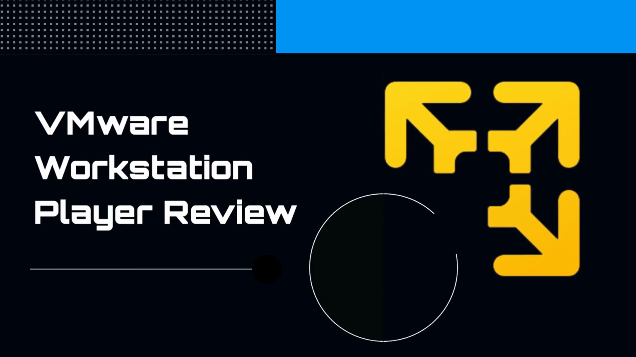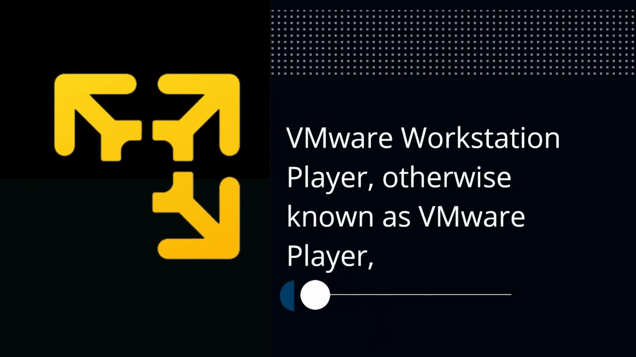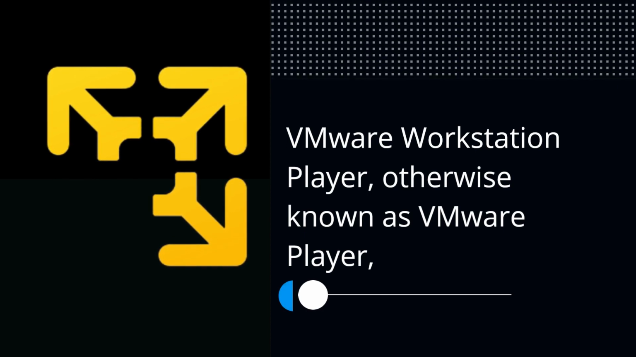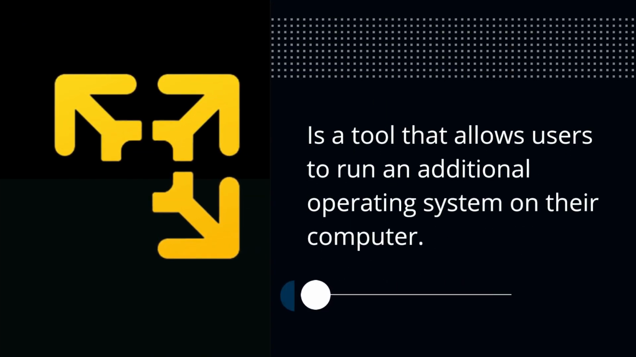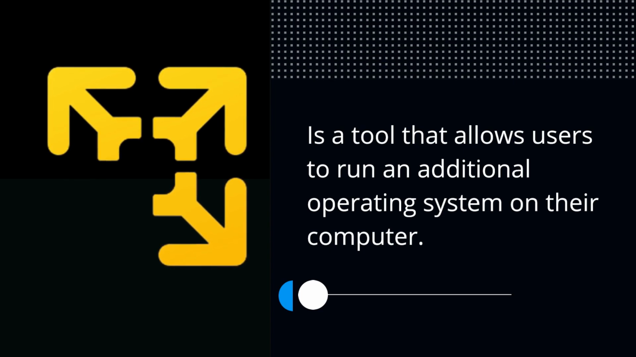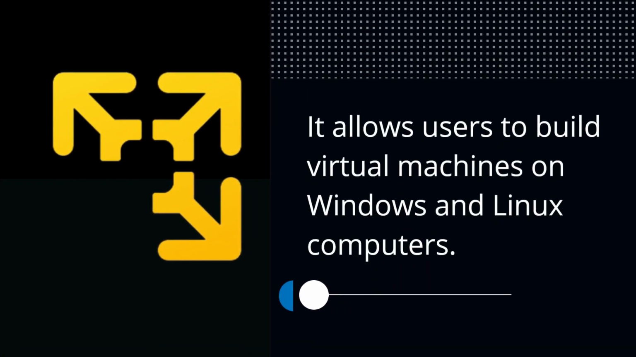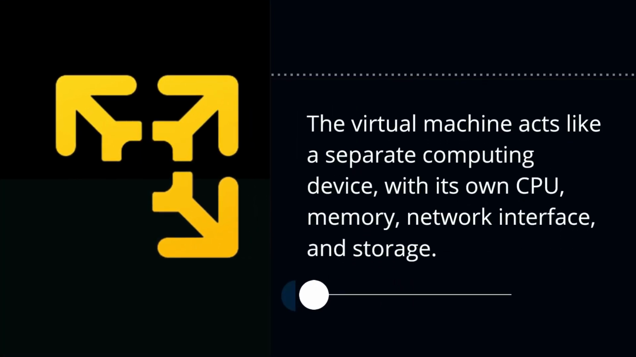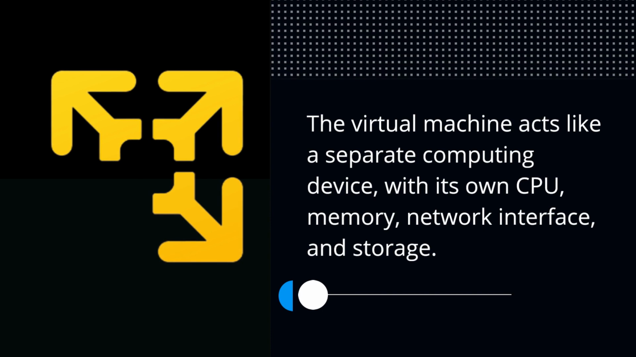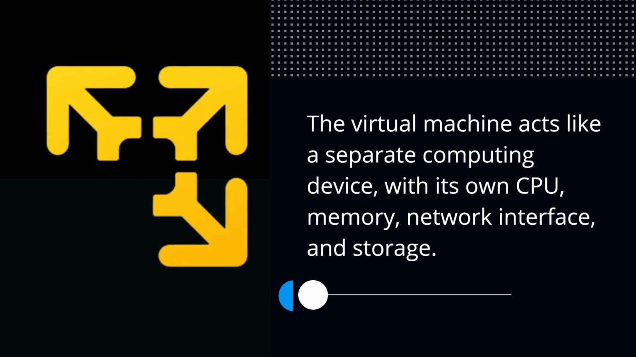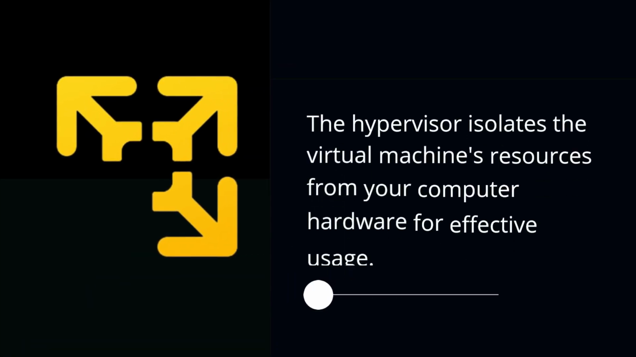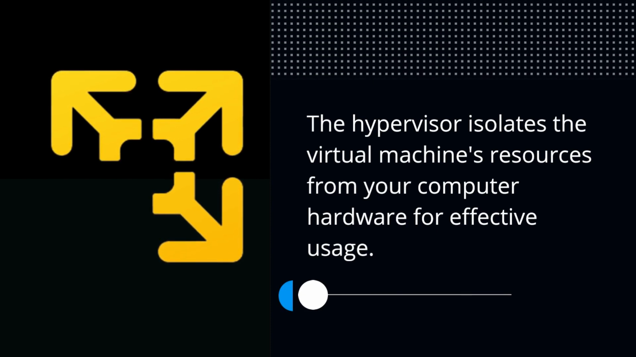VMware Workstation Player Review. VMware Workstation Player, otherwise known as VMware Player, is a tool that allows users to run an additional operating system on their computer. VMware Workstation Player's main function is virtualization. It allows users to build virtual machines on Windows and Linux computers. The virtual machine acts like a separate computing device, with its own CPU, memory, network interface, and storage. The hypervisor isolates the virtual machine's resources from your computer hardware for effective usage.